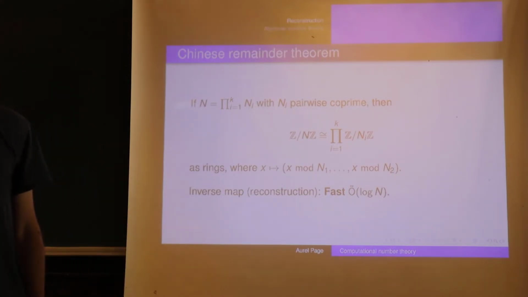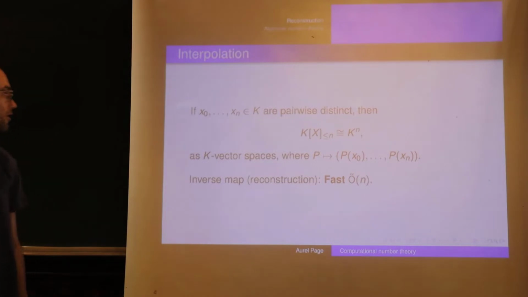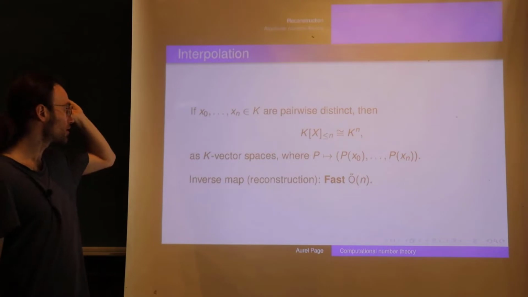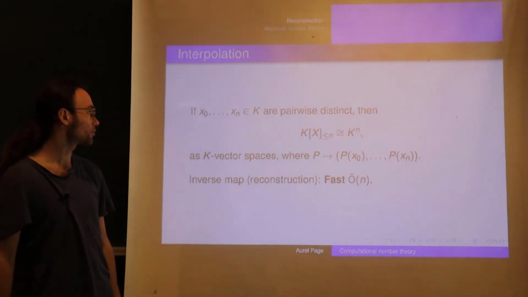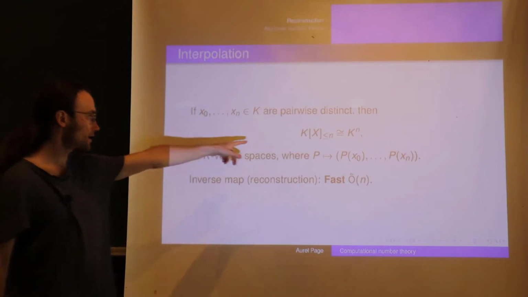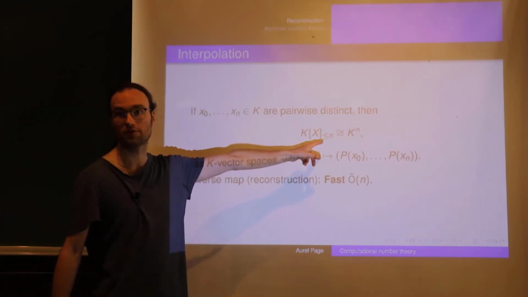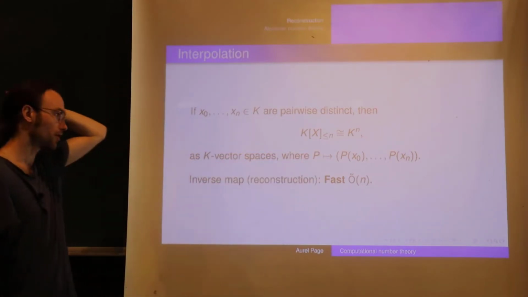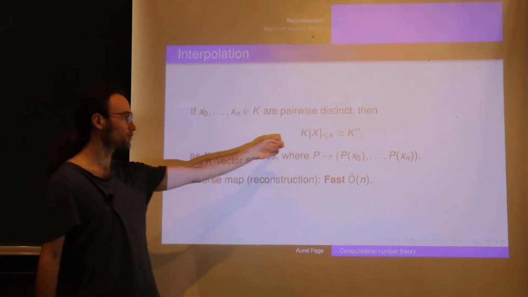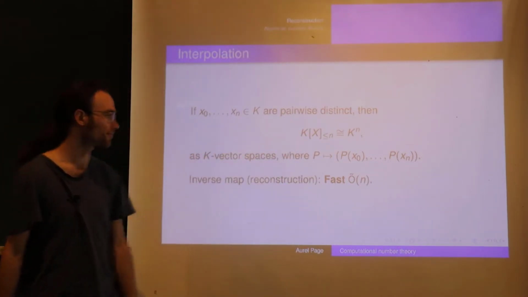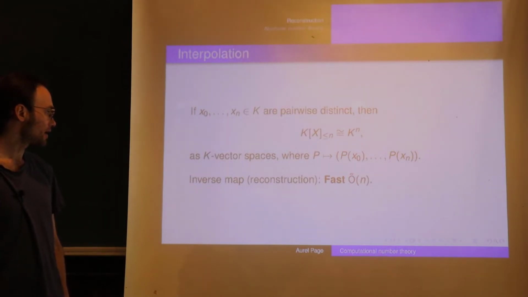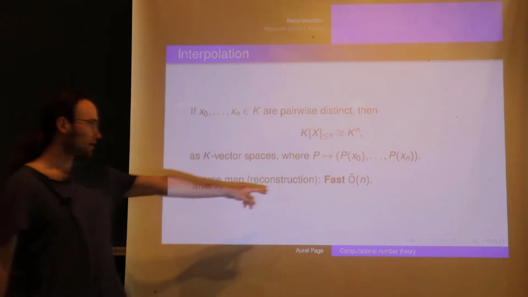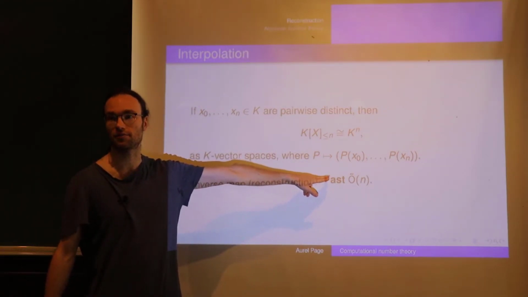Okay, there is the version for polynomials, which is interpolation. So you choose a set of points that will be your interpolation points for your polynomials, and then you want to interpolate polynomials of bounded degree. And you know that the evaluation map is an isomorphism of vector spaces. Actually, it even preserves the multiplication as long as the degree is not too large. And so the inverse map is the reconstruction one. This is the interpolation map. And again, you have really fast algorithms, quasi-linear.